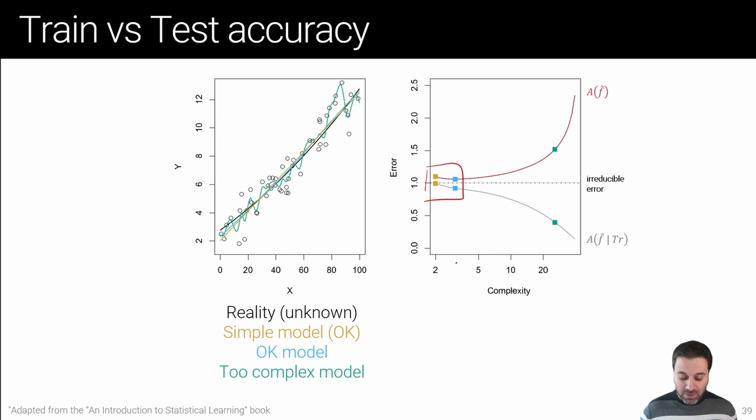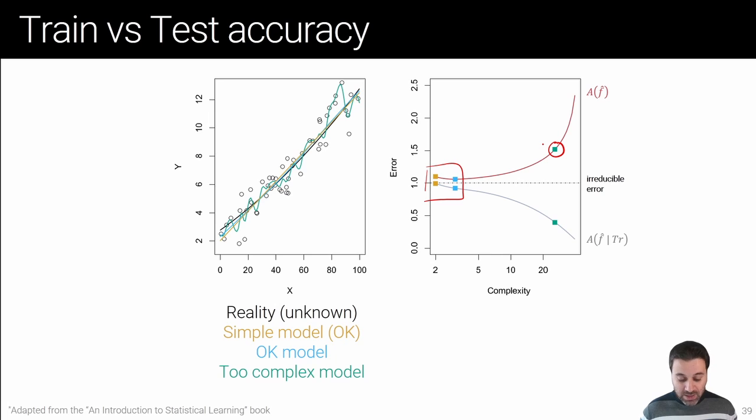And then, of course, again, we could go with something even more complex, this green model over here that just tries to wiggle as much as possible to go through all the points. In the end, yeah, it manages to reduce the error on the training data, but it got a very high error on unseen data. It's not a good model for reality. And so this is again an overfitted model.